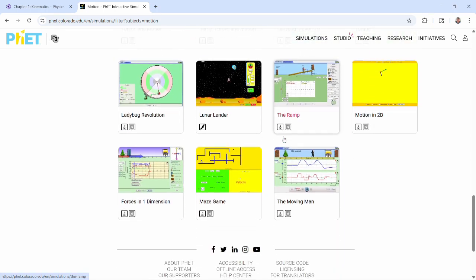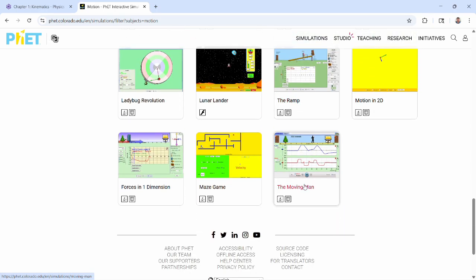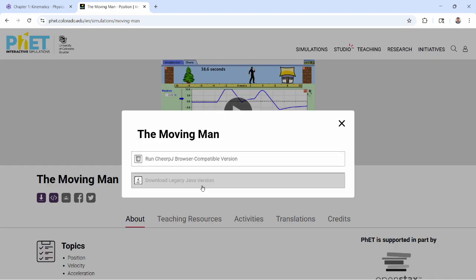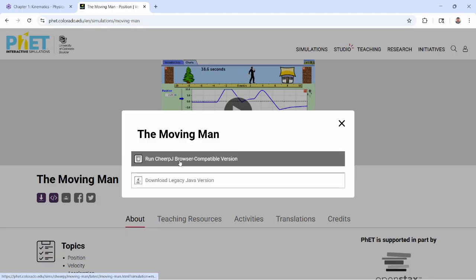The simulation I want you to work through now is what they call the Moving Man. It illustrates kinematics in 1D. So let me go here. Now they've still improved the logistical details of how these are done. It used to be that you had to download the JAR file and have a Java runtime environment on your computer. These days you can just run it right in the browser. If you click on this, it'll have an option to download the older thing still, because the Java runtime environment is still around, unlike Flash. Or you can run it in browser.